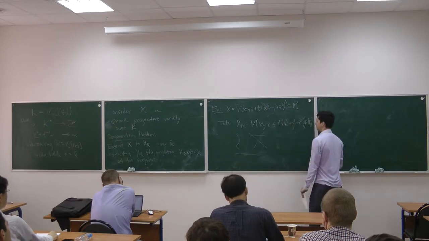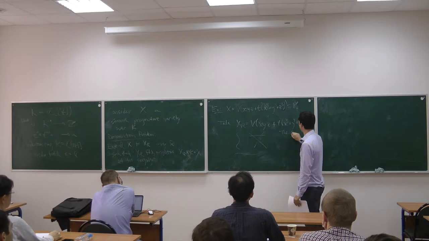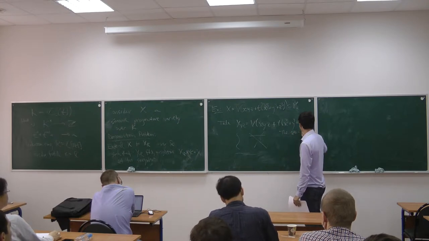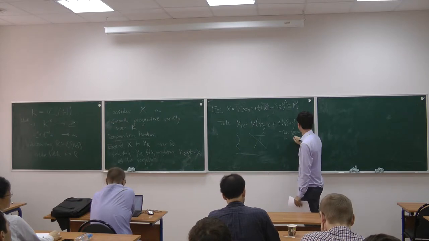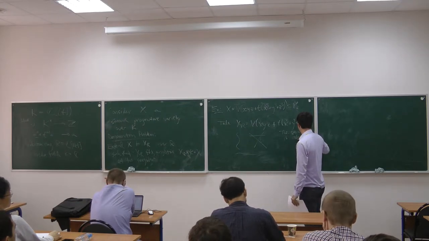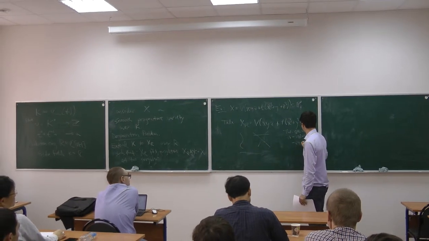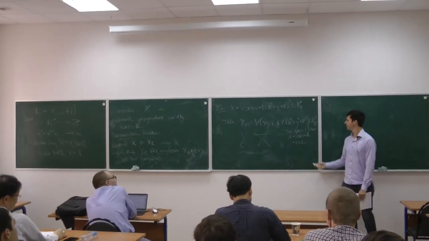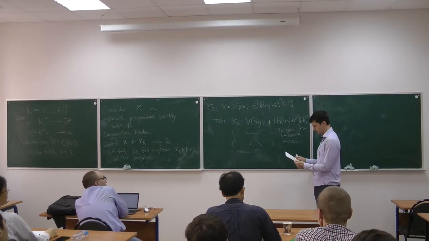But this is still good enough for our purposes because here the special fiber is at least reduced and has simple normal crossings. So these are the kinds of things we're going to want for our models over R.